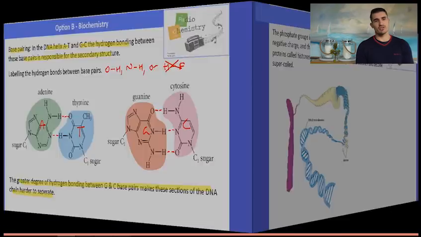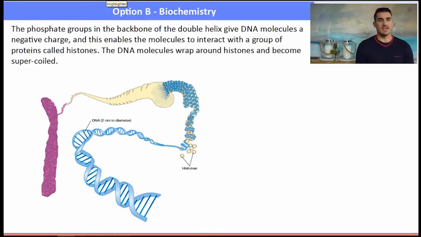The tertiary structure is the interaction of DNA with these molecules called histones. Histones are proteins, and what happens is the DNA coils itself, or supercoils itself, around the histones, which essentially creates our chromosomes. DNA is negatively charged, and the positive charge of the histones allows the interaction.